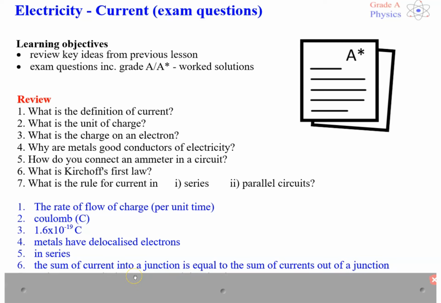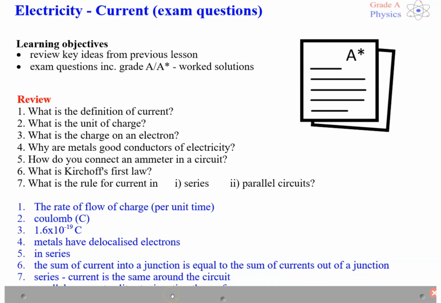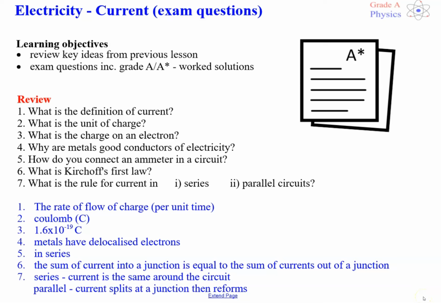Kirchhoff's first law, we need to know this: the sum of current into a junction is equal to the sum of current out of a junction. And the rule for current in series, it's the same all the way around, which is related to Kirchhoff's first law. And similarly for parallel, even though it's a different rule, this is also Kirchhoff's first law. So current will split at a junction and then reform. These are the key ideas on current that you must know before you're going to make any progress at all on answering the more complex questions.